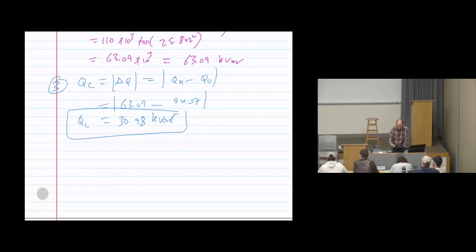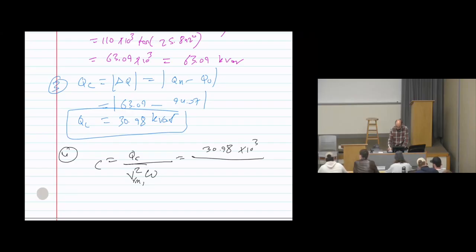We still need to calculate the last step, which is the capacitance, the value of the capacitor. So you'll say C equals Q sub C, which is the Q of the capacitance, over V squared times omega. V squared, keep in mind, use only the magnitude, don't use the angle. Anyway, the angle here is 0, but keep in mind you need to use the magnitude. So it will be 30.98 times 10 power 3, because it's kilovar, divided by 480 squared, times omega, which is 2 pi times f, 2 pi times 60. F is given as 60.